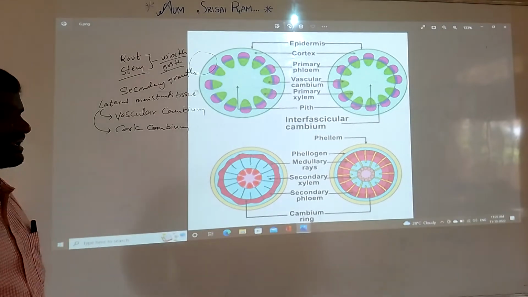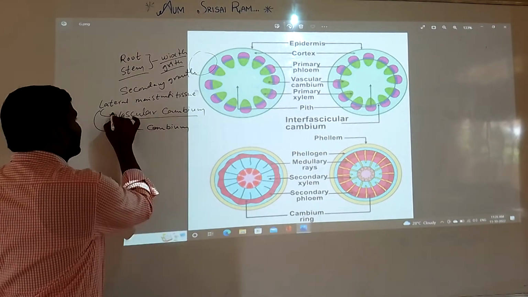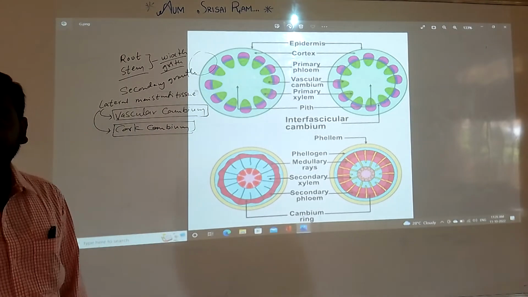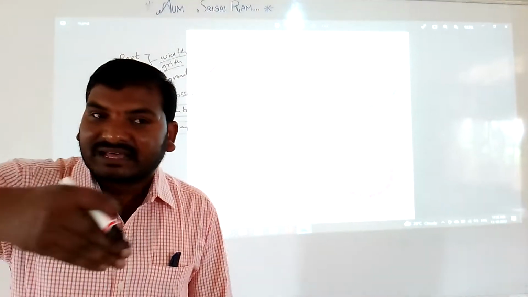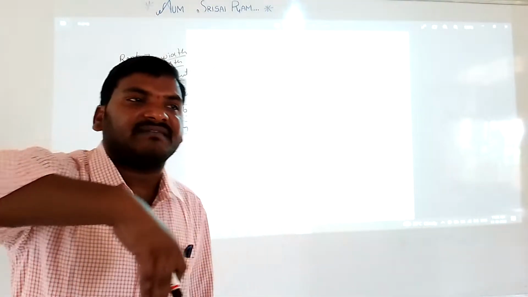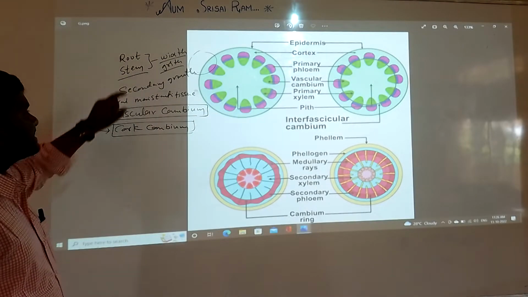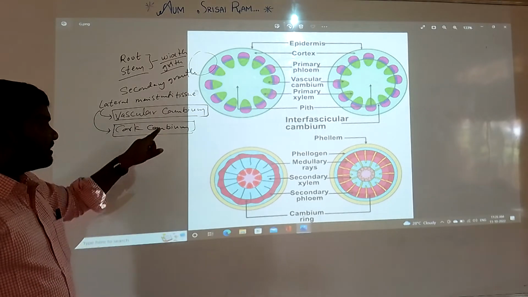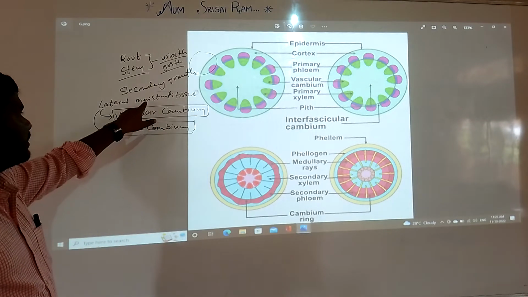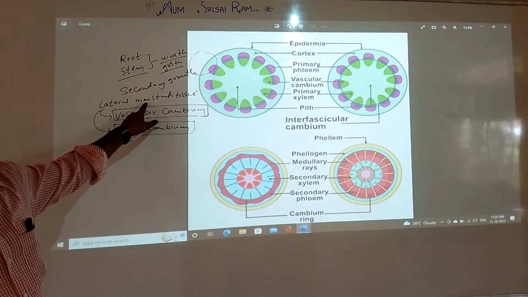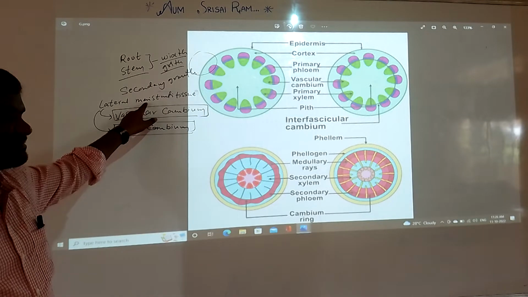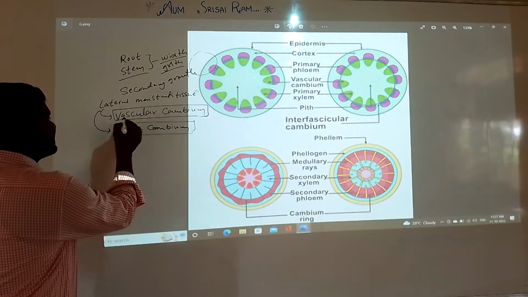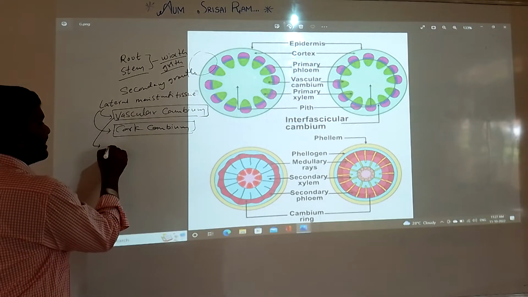Cork cambium. Listen carefully. These two tissues are responsible for the plant to grow in width. The increase in the width and surface area of the plant, the root and stem, is done by which ones? Vascular cambium and cork cambium. Both are produced by which tissue? Lateral meristematic tissue. Yes, specifically which type of meristematic tissue? Lateral meristematic tissue.